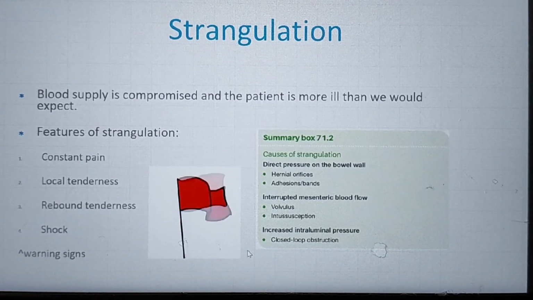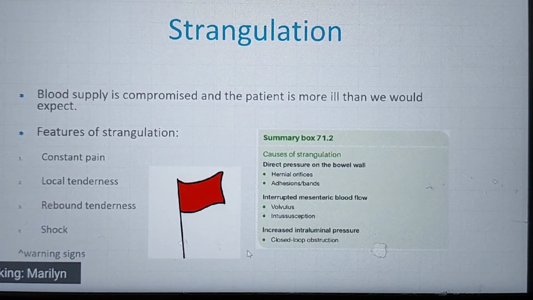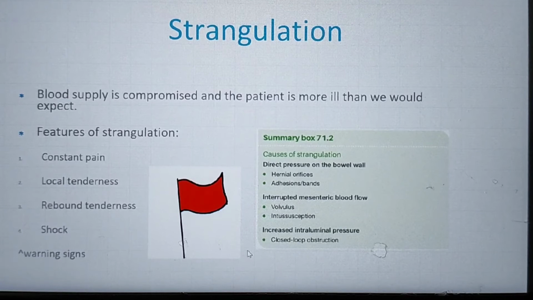Okay, here I also provided the summary box with causes of strangulation. The causes of strangulation can be due to direct pressure on the bowel wall, which is caused by hernial orifices or adhesions. It can also be interrupted mesenteric blood flow due to volvulus or intussusception, and also can be due to increased intraluminal pressure due to closed loop obstruction.